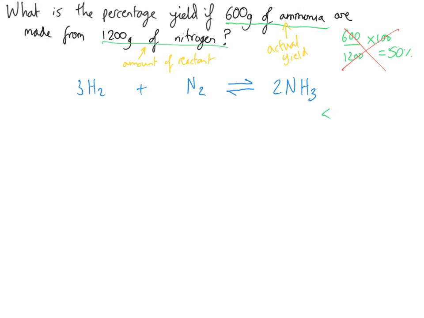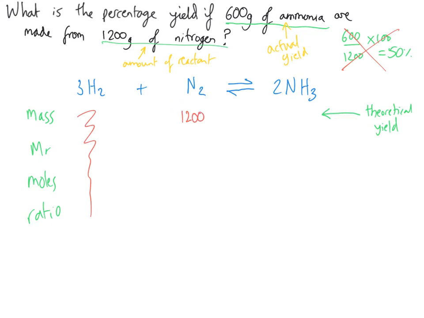So our target for step 1, well, steps 1 to 3 in fact, is to work out the theoretical yield of ammonia in a reacting mass style question, because that's exactly what we've been doing in the reacting mass questions. So we need to have our mass, MR, our moles, our mole ratio down here. We need to populate this with the correct data. So we don't care about hydrogen, that's not part of this question. So for nitrogen, we know we've got 1200 grams of nitrogen. We know we want to know what the mass of ammonia could be.